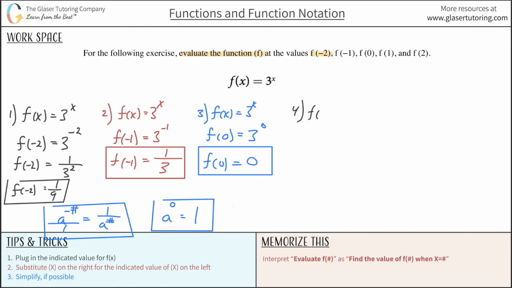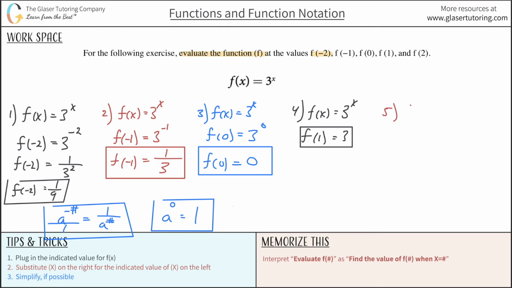Number 4. Again, I'll rewrite the equation, 3 raised to the x. Now we're going to evaluate at x is 1. So f of 1 is equal to 3 raised to the first power, and obviously that's the same thing as just 3. So that's easy peasy.